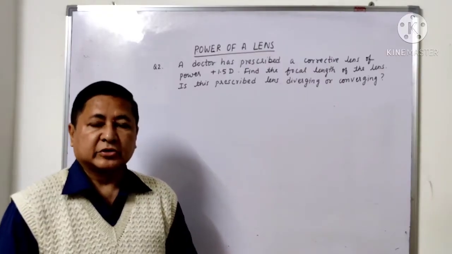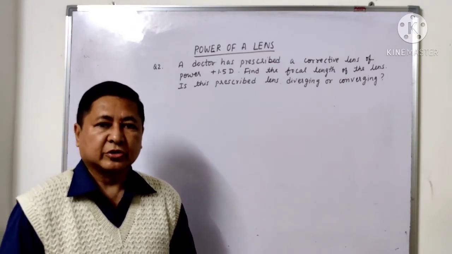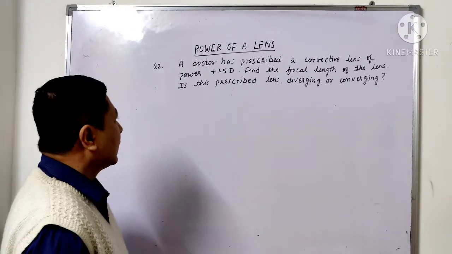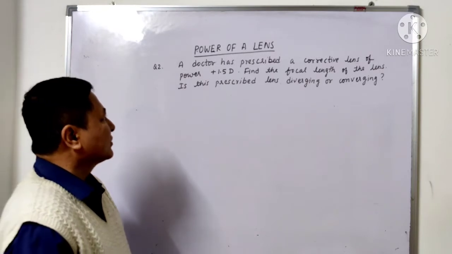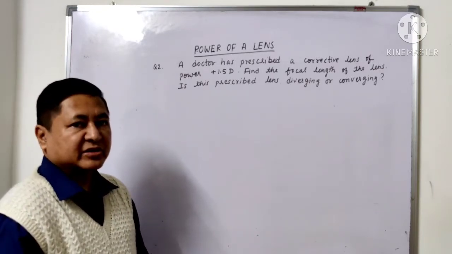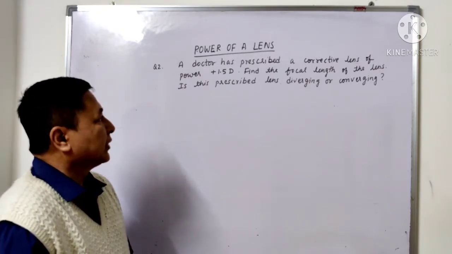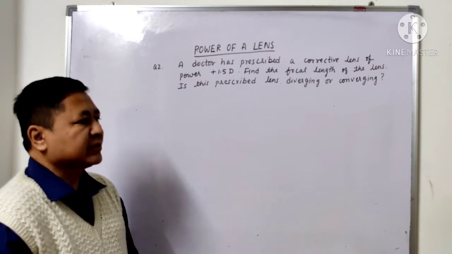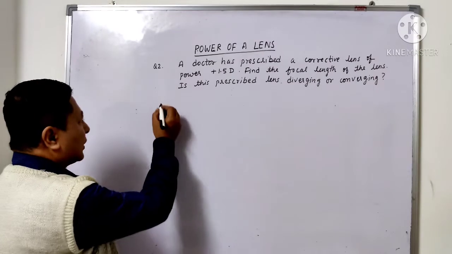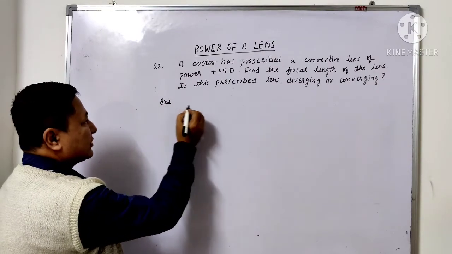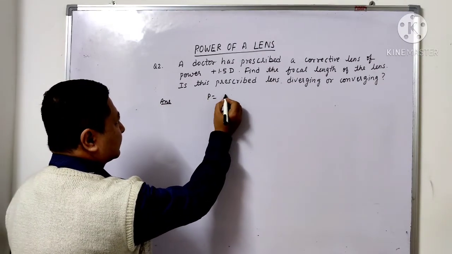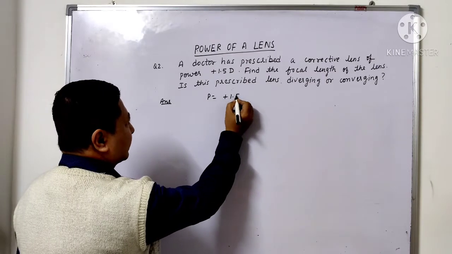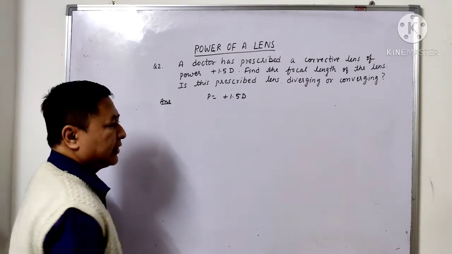Now let us solve the second question based on the power of lens. A doctor has prescribed a corrective lens of power plus 1.5 diopter. Find the focal length of the lens. Is this prescribed lens diverging or converging? Now let us see what is given in the question. Power is given as plus 1.5 diopter and we have to find the focal length.